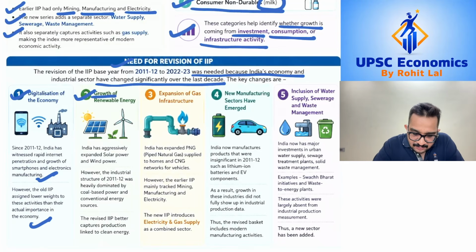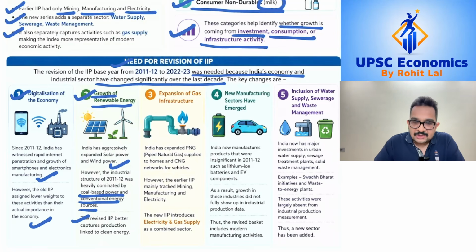The second example would be the rapid expansion of solar power and wind power in the Indian economy. However, the industrial data captured in 2011-12 was dominated primarily by coal power as well as the conventional sources of power. So the revised IIP is going to help better capture the production which is taking place to manufacture these clean energy products.